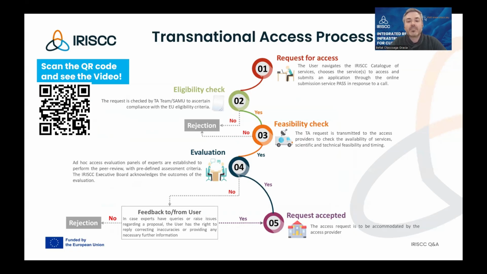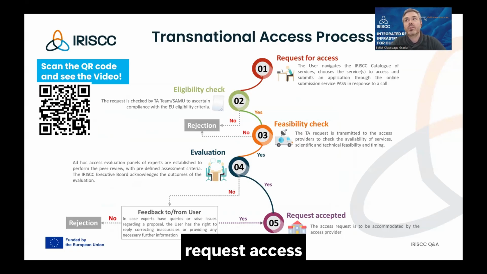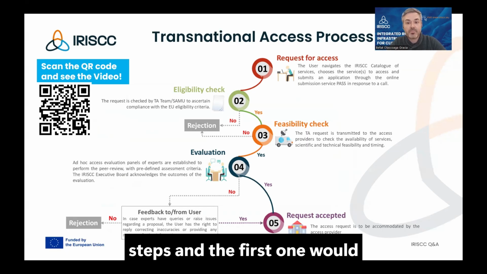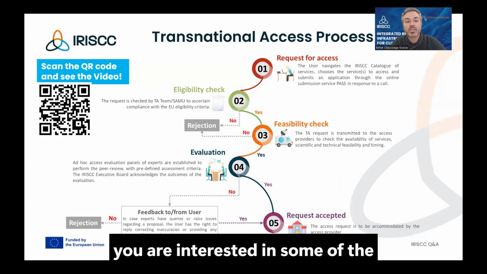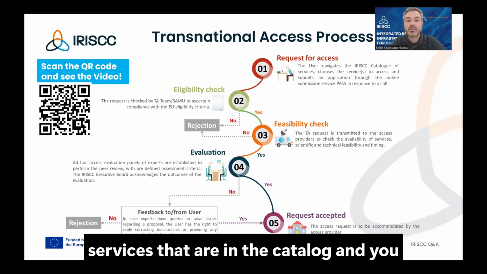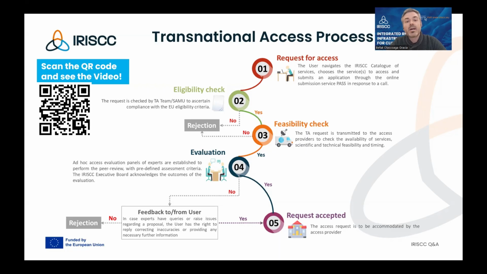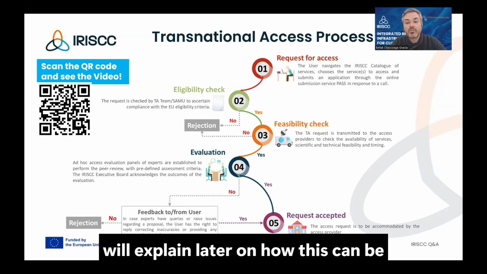So this is in a nutshell how the whole access request proposal works. It has 5 steps. The first one would be you have a topic, you're interested in some of the services that are in the catalog, and you want to request access. That would be the first part. Then you should write your proposal, and I will explain later on how this can be done.